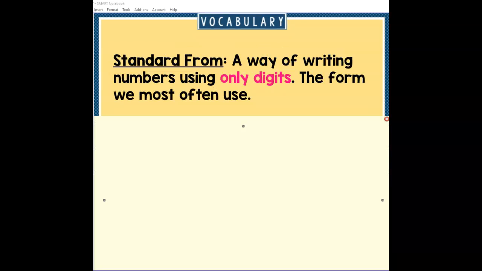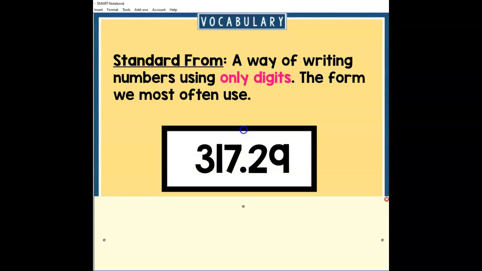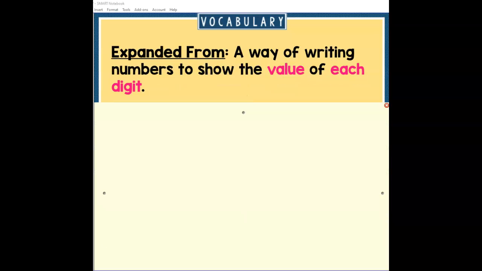Sometimes we write decimals and other numbers in standard form or standard notation, and that just means a way of writing numbers using only digits. This is the form that we use most often. So if we looked at this number, 317 and 29 hundredths, that would be written in standard form, digits, commas and decimal points. Another way we can write numbers is in expanded form.